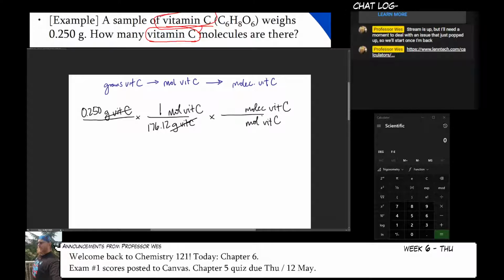Oh my goodness, I hate when Photoshop is like this. There we go. Finally, our last conversion from moles to molecules. How many molecules are in a mole? Well, it's Avogadro's number, right?